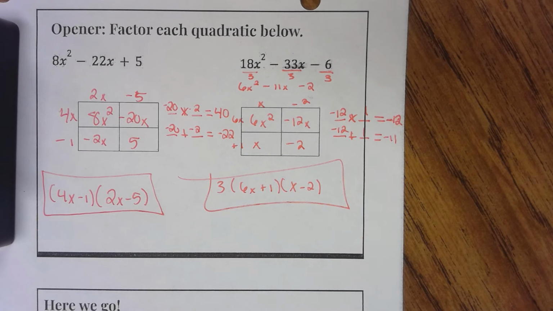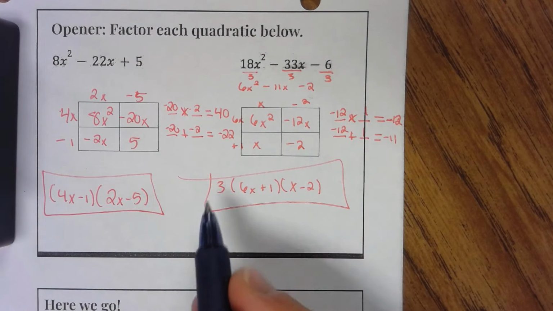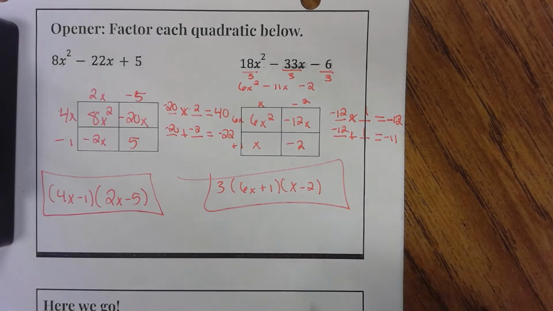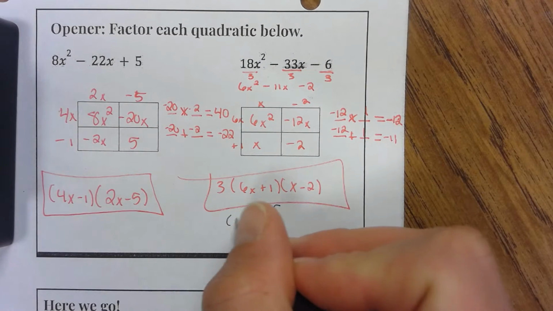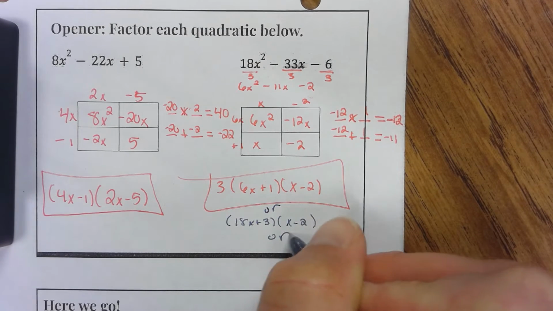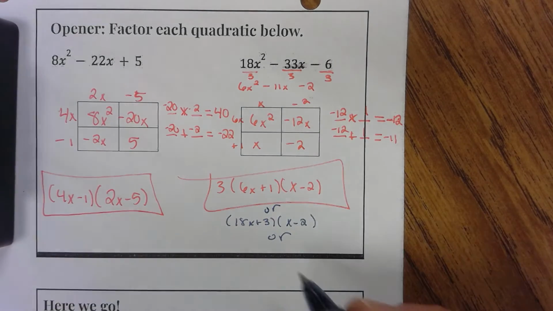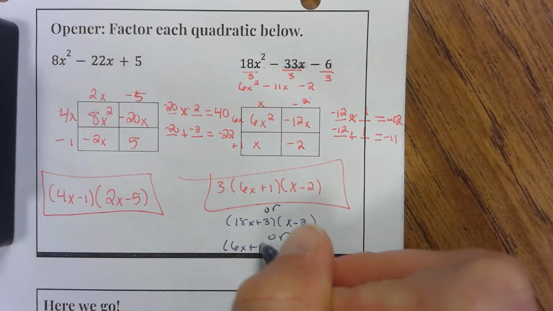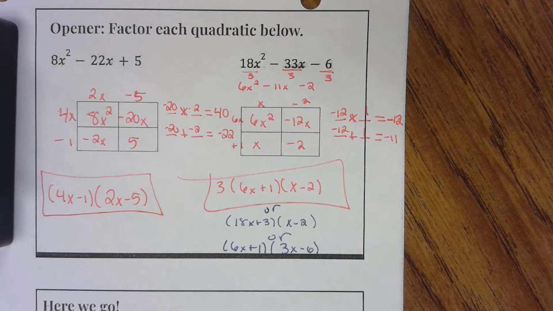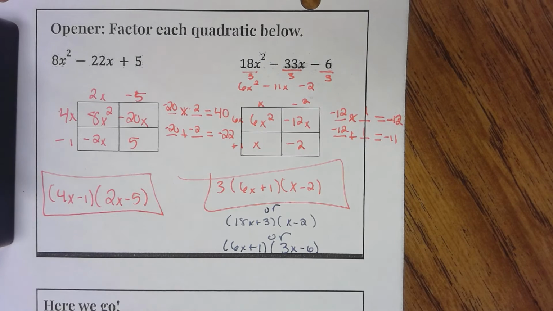Now, just a reminder, if you did not take out the greatest common factor, what your answer might be, it might have this 3 just multiplied into one of the factors. So you might also have it as 18x plus 3 times x minus 2. Or the 3 might be multiplied to the x minus 2. So it could also be 6x plus 1 times 3x minus 6. All of these represent a factored form of the original quadratic. Okay, so as long as you have one of those 3, you've got the right factored form here.